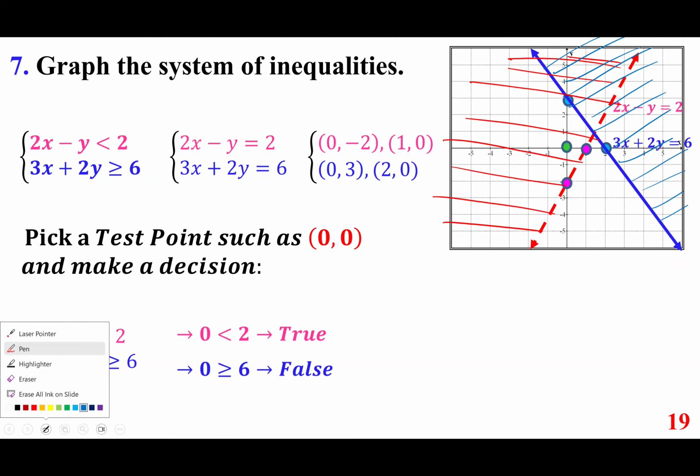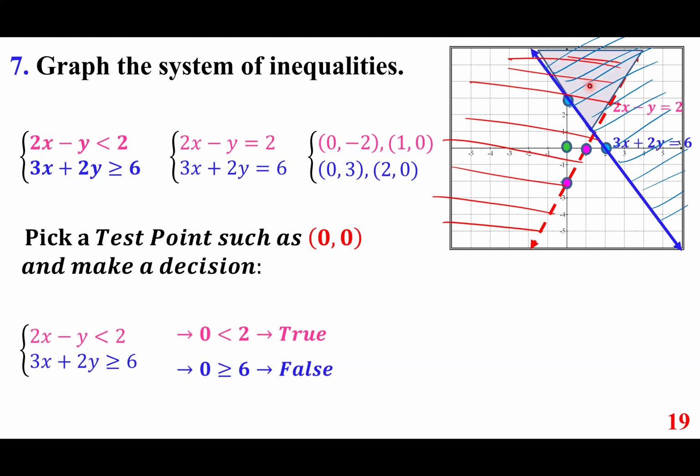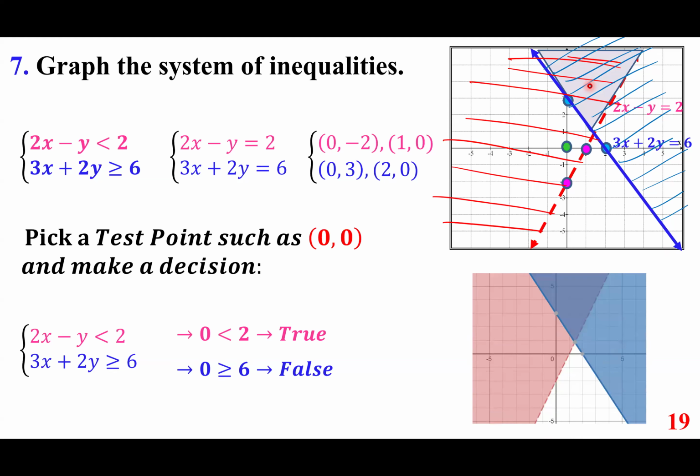As you can see, these two intersecting lines create 1, 2, 3, 4 different regions. This is the region that has both lines come together. That's the solution, the red and blue, or this is the way you write it. Either way, this is the final answer.